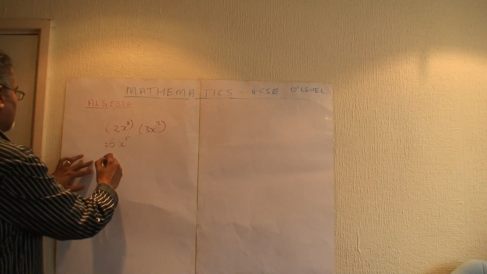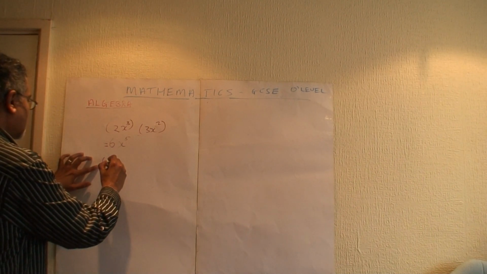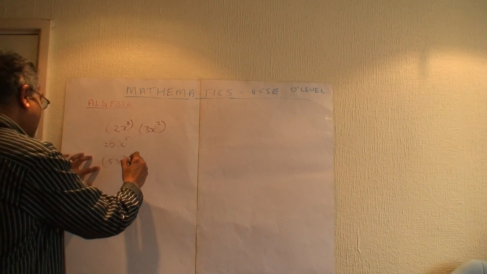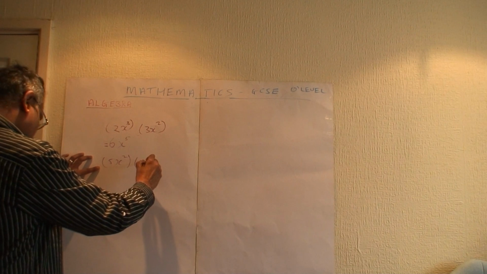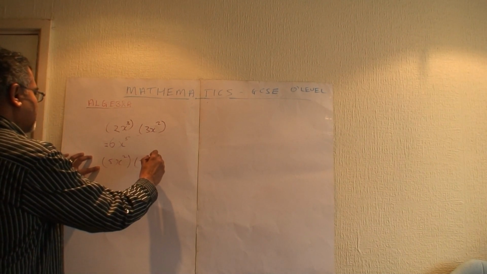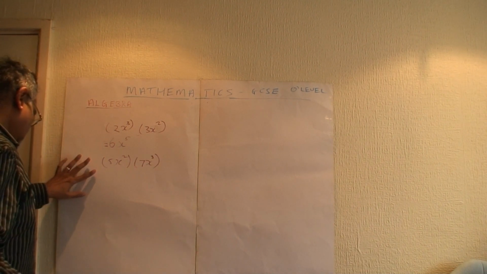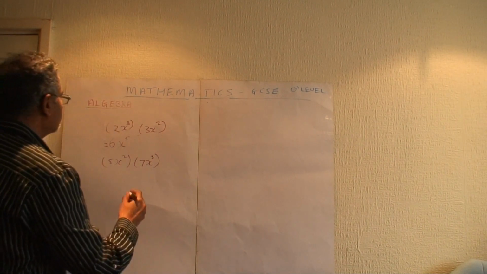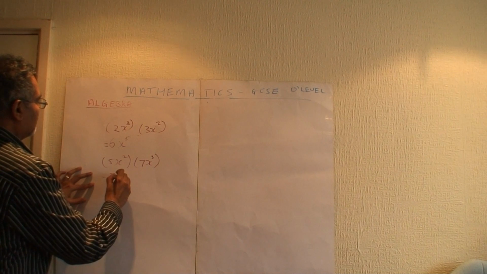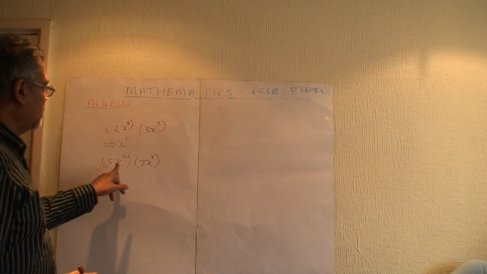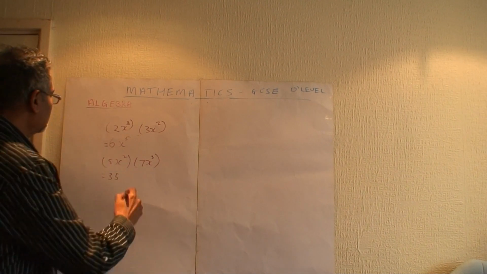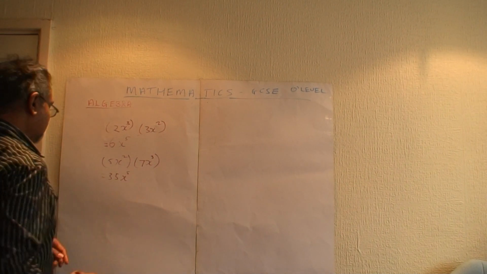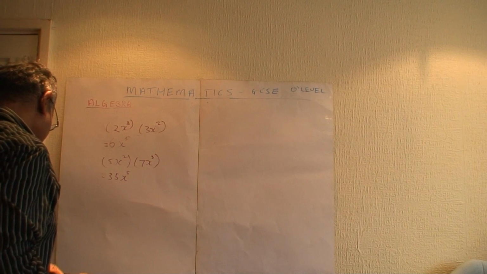If we have, say, 5x squared times 7x cubed, again you multiply the coefficients, 5 multiplied by 7, 35. You add the powers, again x to the 5th power.